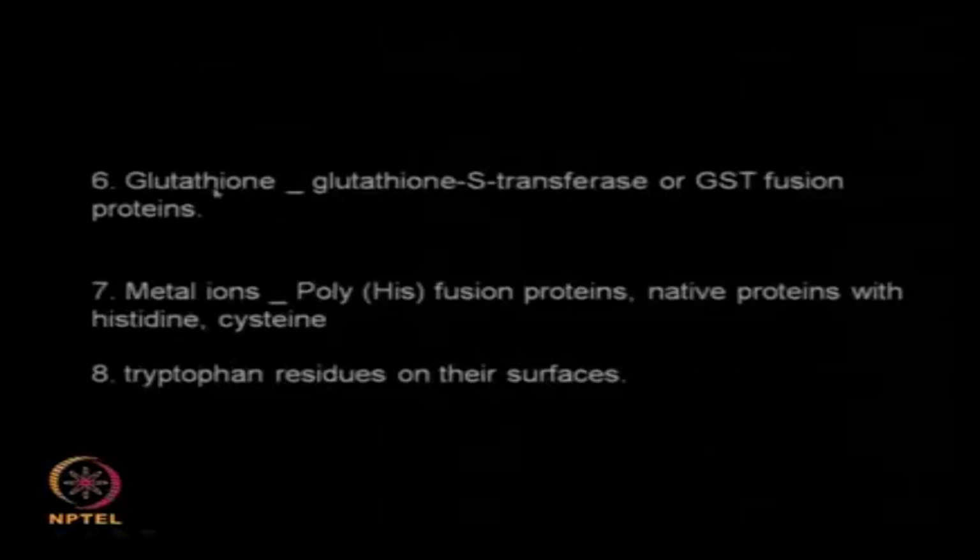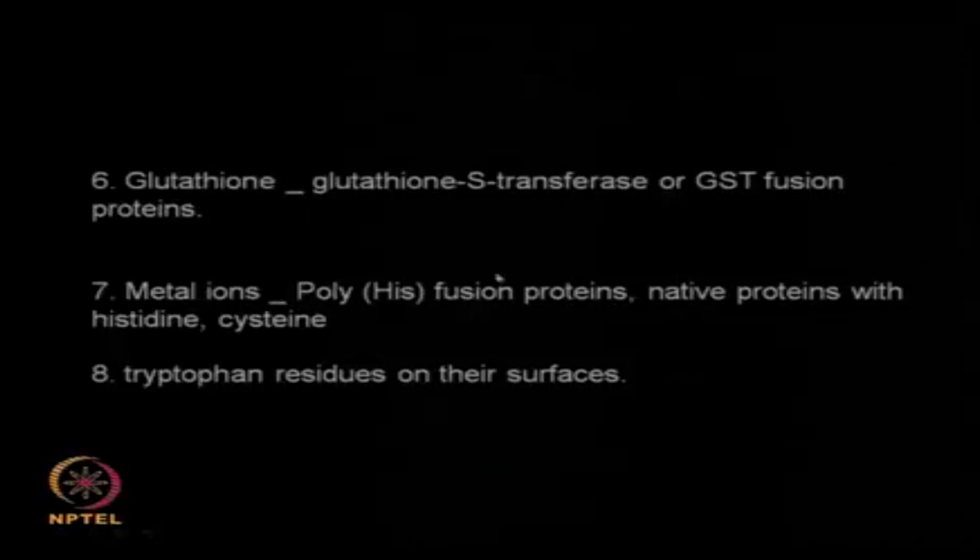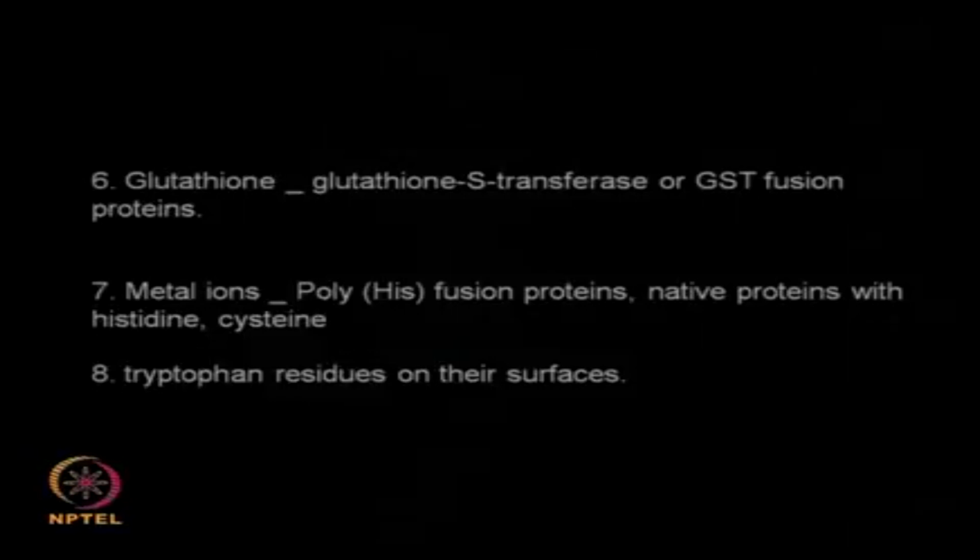If you have glutathione, we can have a glutathione S transferase enzyme or GST fusion proteins. If you have metal ions, we can have polyhis fusion proteins or we can have native protein with histidine or cysteine. You can have tryptophan residues on their surfaces. So a large number of combinations of systems could be thought of, depending upon what you want to purify and what you want to immobilize on the surface of the stationary phase.